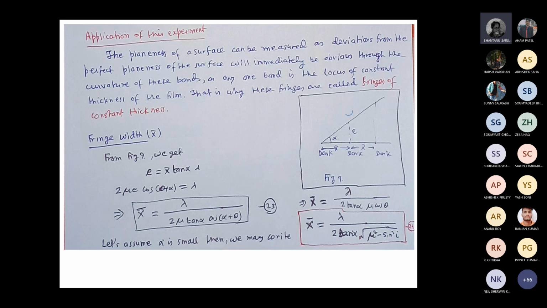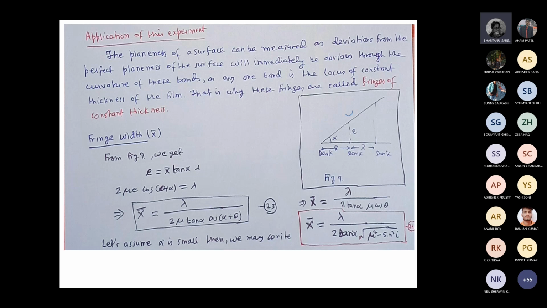Because cos theta is root of 1 minus sine square theta, if you multiply by mu, you get mu square minus mu square sine square theta, and mu sine theta is sine i, so it becomes root over (mu square minus sine square i). So depending upon the values of i, alpha and mu, the separation between the fringes will vary in wedge film experiments.